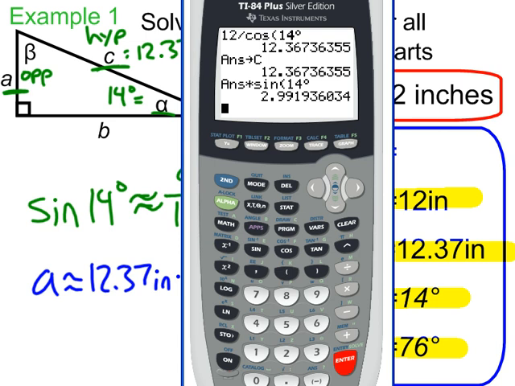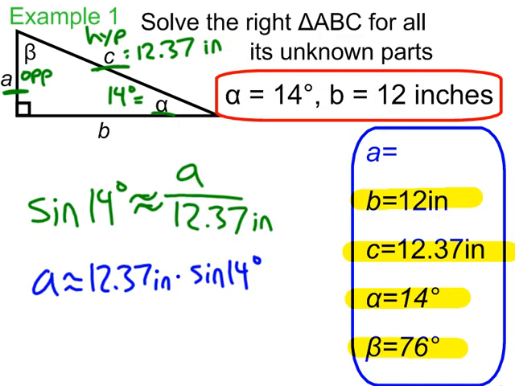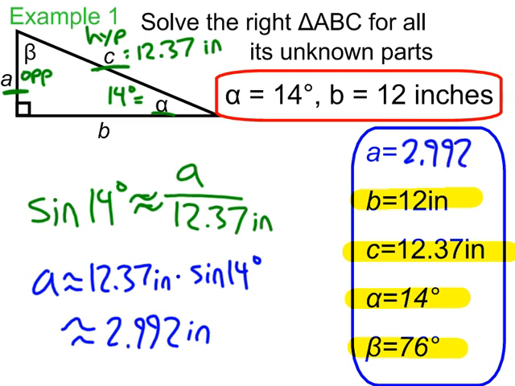And again, I could stow that as A if I feel the need. Doesn't take me very long. That is my A value, 2.992. So I'll put approximately equal to 2.992 inches. I could put it over here just to say, yes, I am done with this problem, except for the checking.